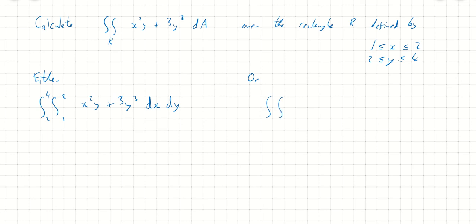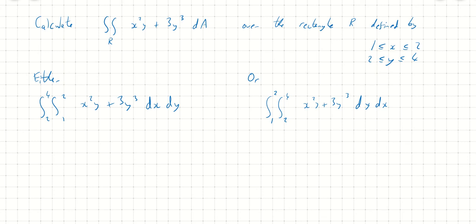So now we'll do x squared y plus 3y cubed dy dx, and the inner integral is with y, so the inner integral is between 2 and 4, and the outer integral, dx, is between 1 and 2. Okay, so we'll do both examples, and we should get to the same answer with both methods.